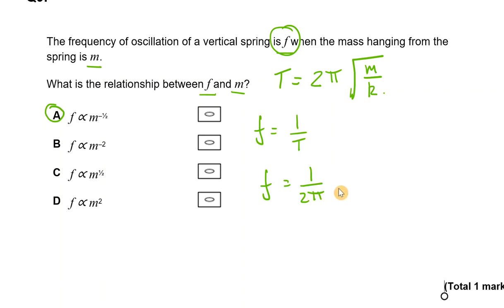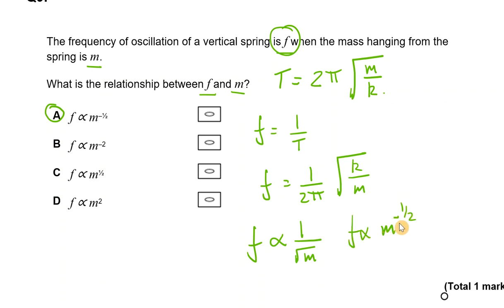2 pi square root of spring constant over mass, and that shows me that the frequency is directly proportional to 1 over the square root of mass. Another way of writing 1 over the square root of something is to the minus a half. The minus shows it's over and the half shows it's a square root. So the frequency is directly proportional to m to the minus 1/2.